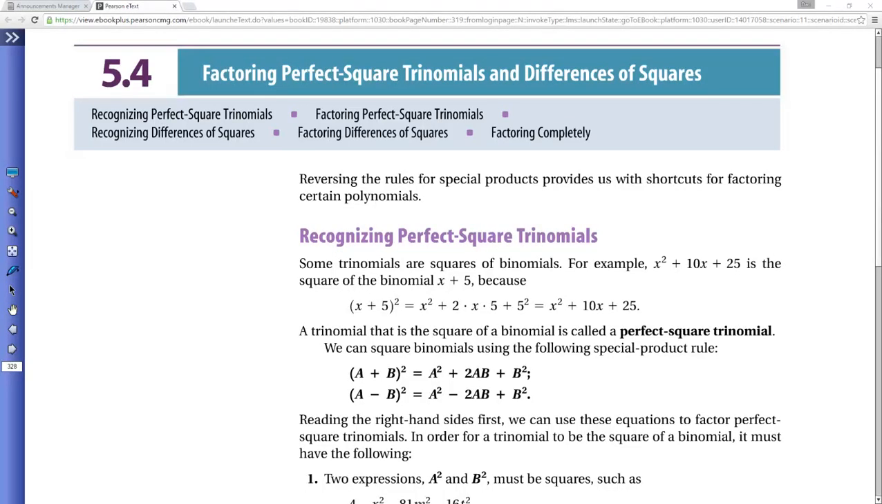Chapter 5, Section 4, Factoring Perfect Square Trinomials and Differences of Squares. Really, what we've gone through in the last two sections are kind of the tougher ways to factor. You have to do it that way. And they're going to start talking about some patterns. They're kind of harder to recognize sometimes, but definitely not with difference of squares.